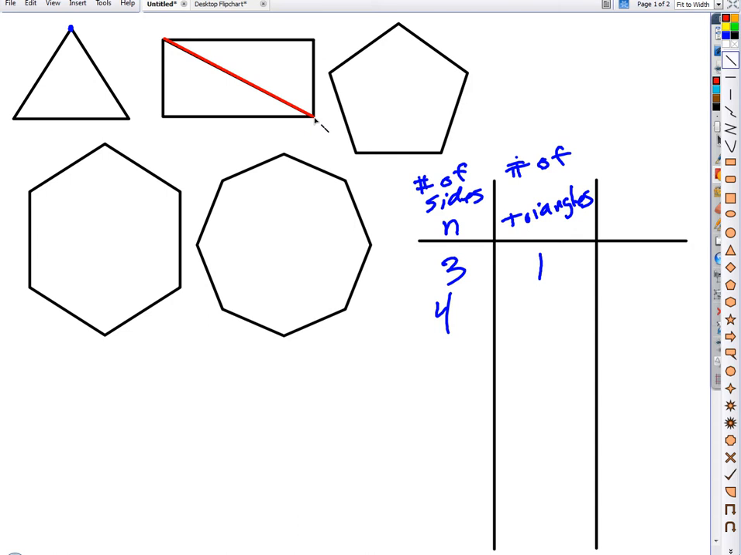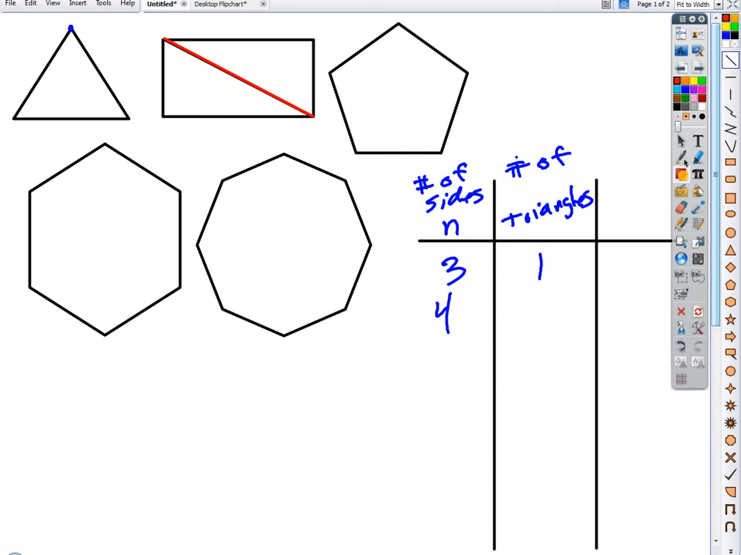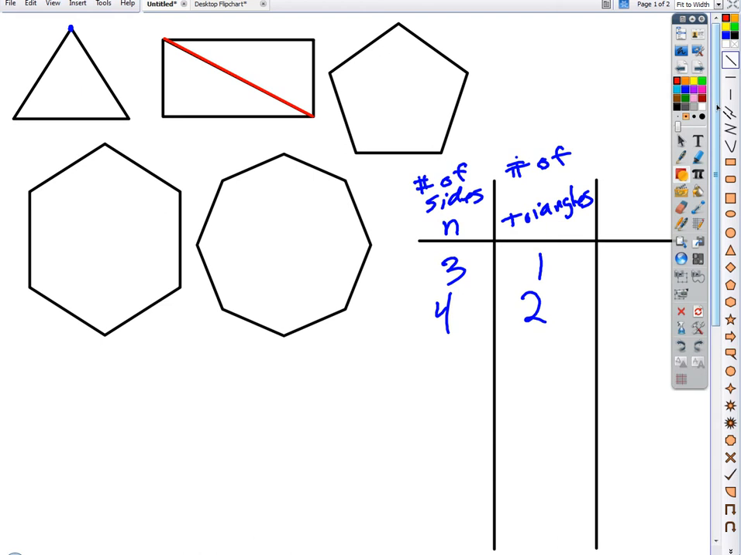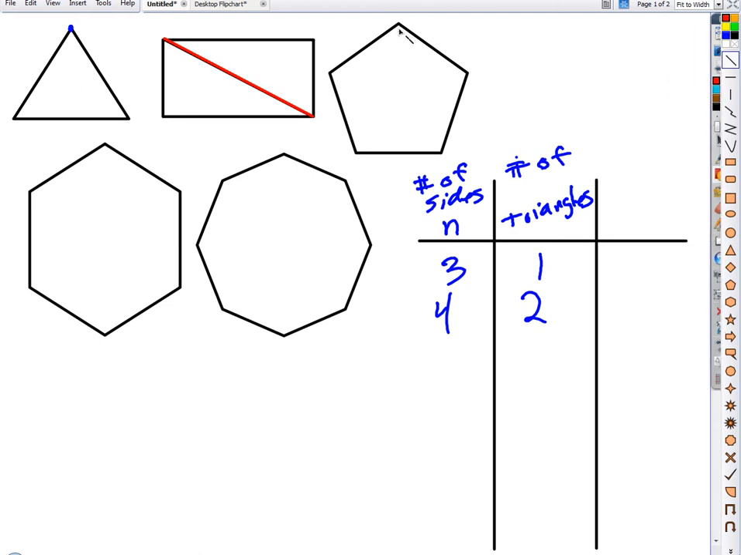Let's try another one. How many sides on this guy here? So we'll start up here. 5 sides. Good. How many diagonals? 2. There. There. Right? So 2 diagonals. How many triangles?